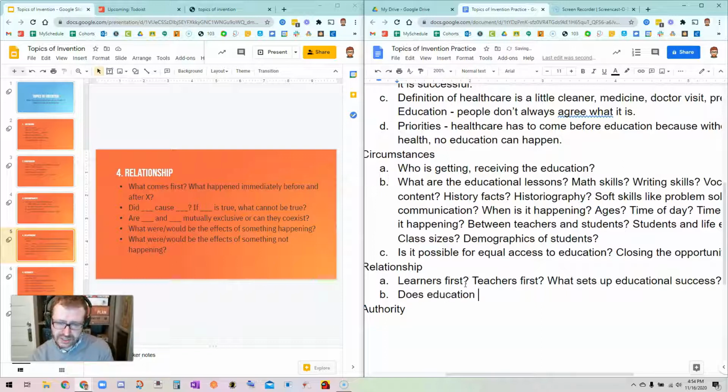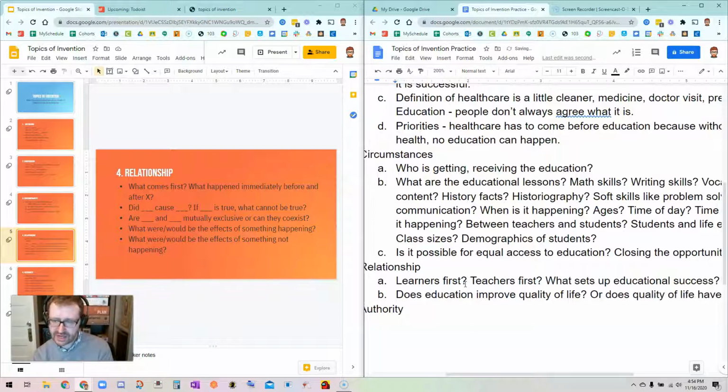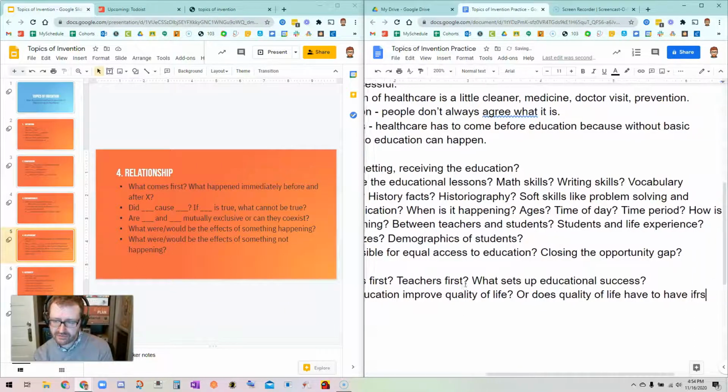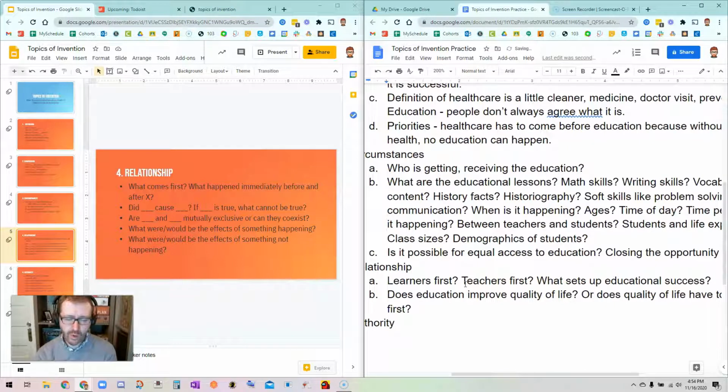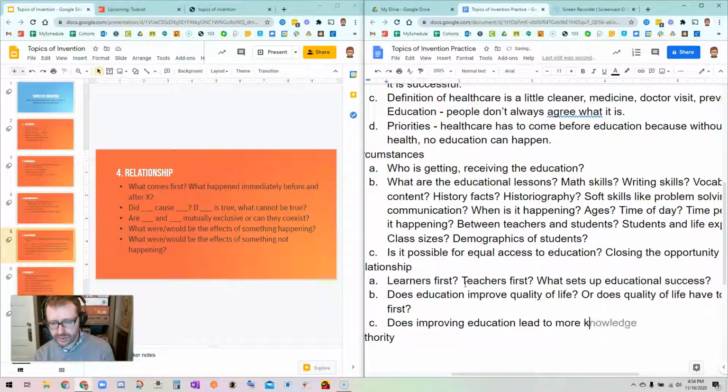Does education improve quality of life? And Google just told me that. Or does quality of life have to happen first? What would be the effects of increasing? Does improving education lead to more kids in college? Is that good? What does that lead to?